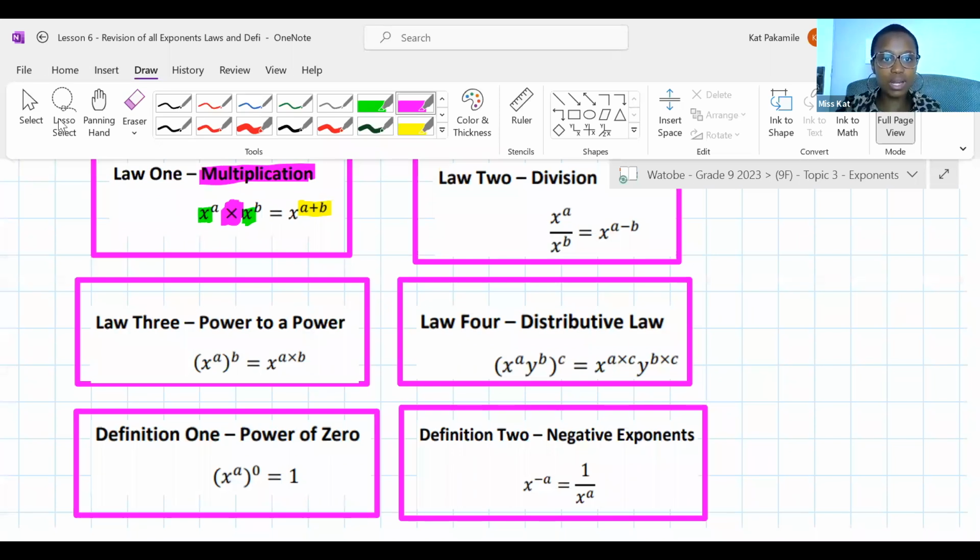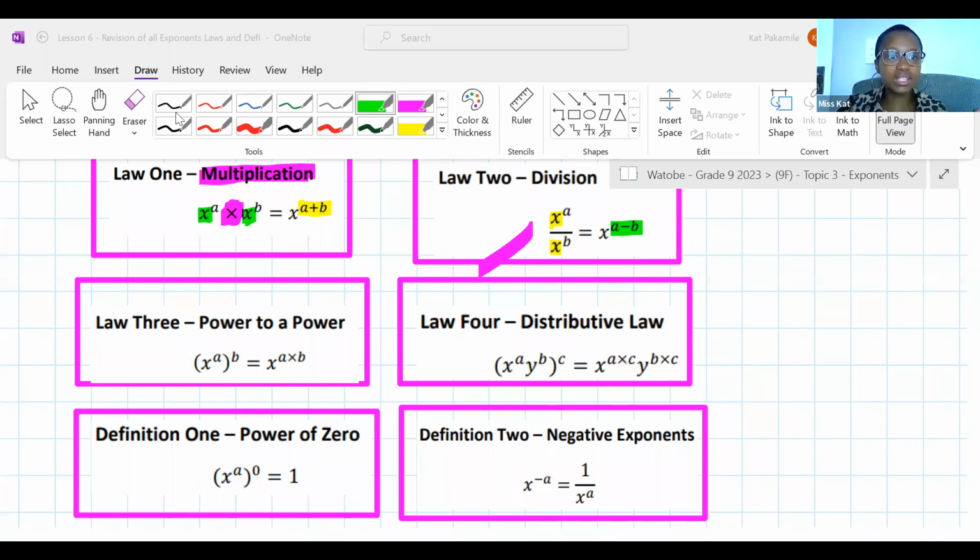Law number 2, and there I go again using my marbles. I don't know why I highlighted in the other way, but that's fine. Law number 2 says we are dividing. Okay, still have the same base. We are dividing, and this time we're going to subtract the exponents. Has to be the same base. So if you have the same base and you're dividing, you may subtract the exponents.